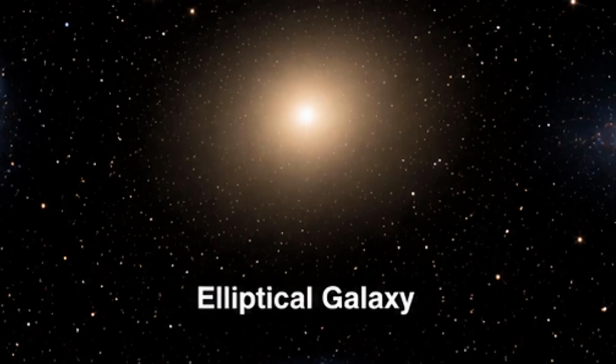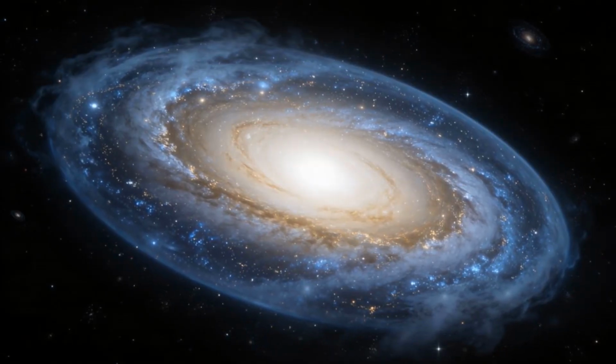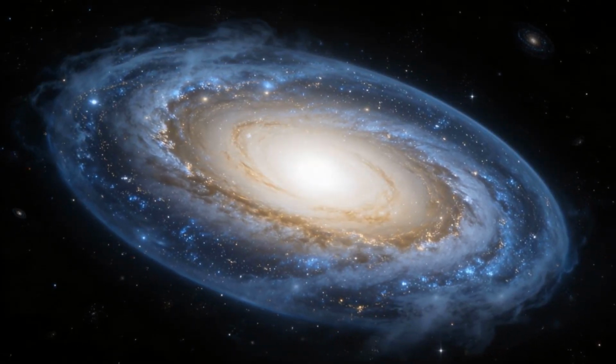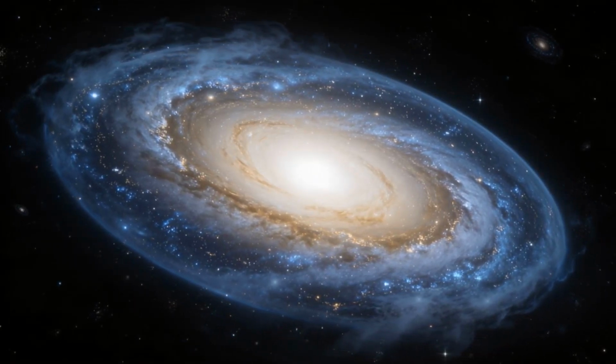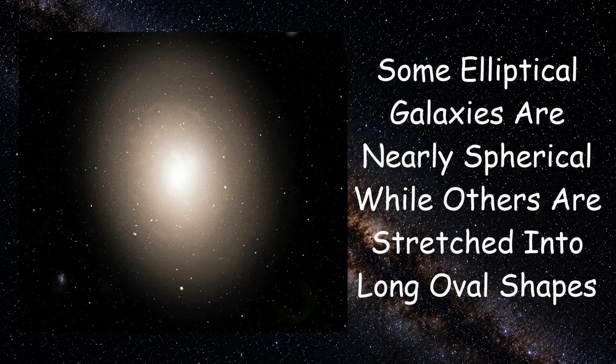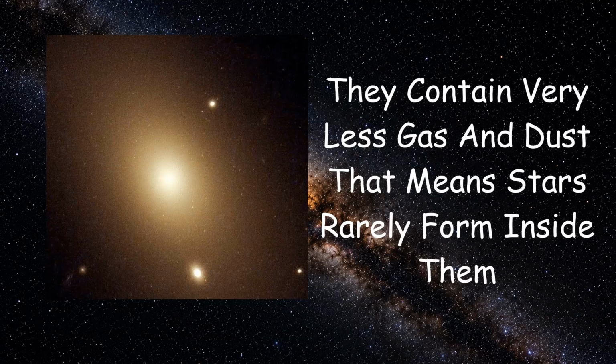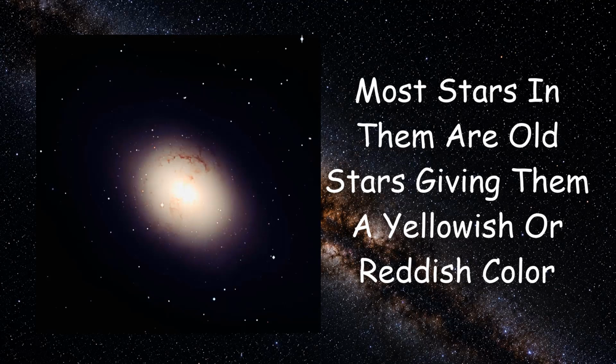Elliptical Galaxy. Elliptical galaxies are very different from spirals. Instead of having arms or detailed structures, they appear as smooth, glowing balls of stars. Some are nearly spherical, while others are stretched into long oval shapes. They contain very little gas and dust, which means new stars rarely form inside them. Most of their stars are old, giving these galaxies a more yellow or reddish appearance.